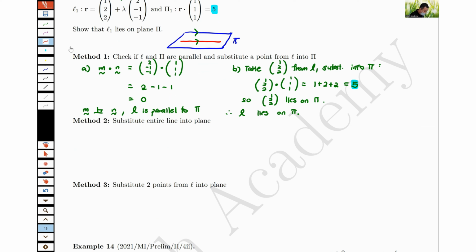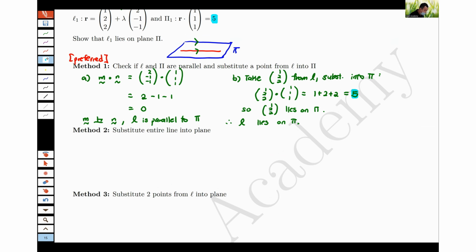This will be the preferred method. This is based on what we have been talking about on the previous page also. But I need to show you the other two methods in case the question forces you to go through a certain direction. So let's see other possible methods.